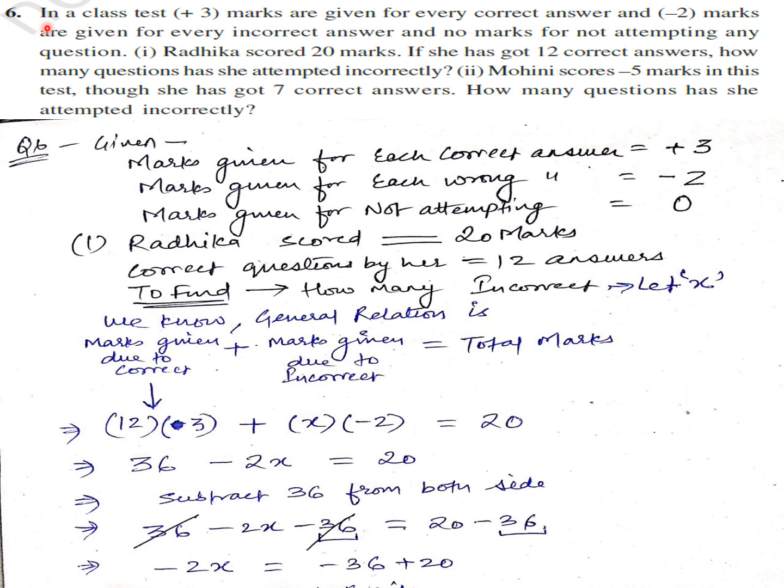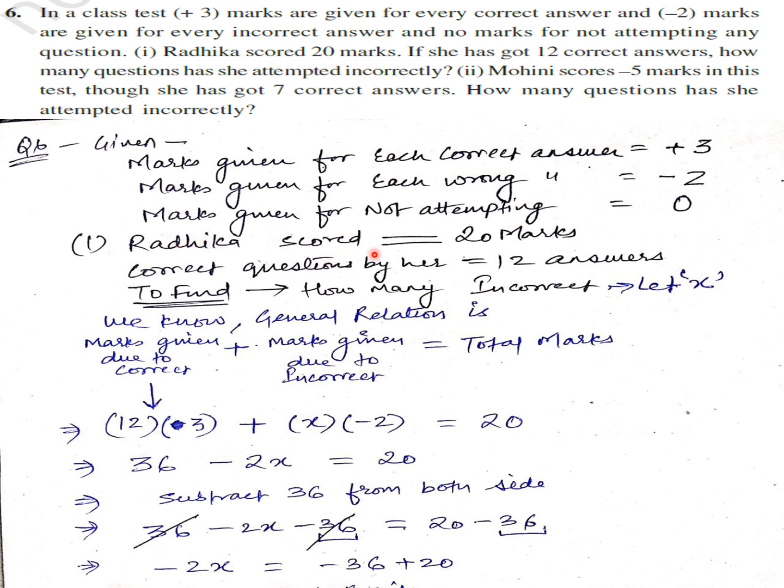Now question number 6. In a class test, plus 3 marks are given for every correct answer, minus 2 marks are given for every incorrect answer, and no marks for not attempting any question. So I have written over here these three things. First, marks given for each correct answer is plus 3, for each wrong answer minus 2, for not attempting 0 marks. Now first part, Radhika scored 20 marks.